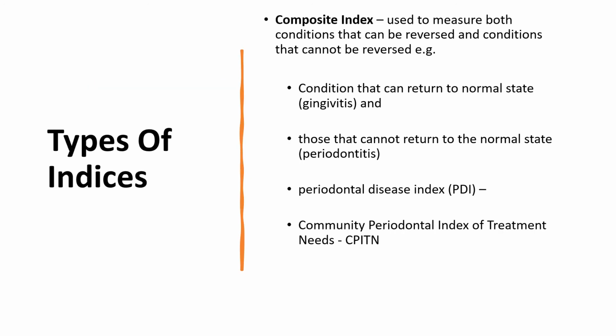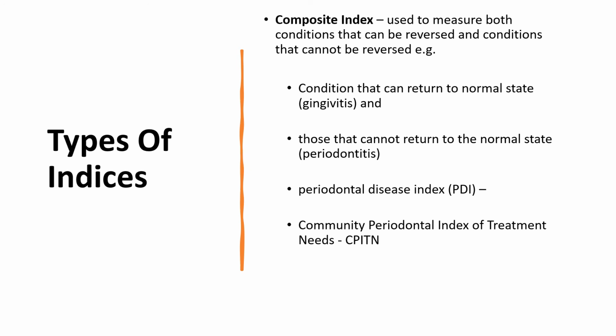So, composite indices. These are indices that are used to measure both conditions that can be reversed and those that cannot be reversed. An example of a condition that can return to a normal state of health is what we're talking about with the gingival index. Gingivitis can be cured and return to the normal state of health. And then you have another example, periodontitis, which is the irreversible form of periodontal disease.